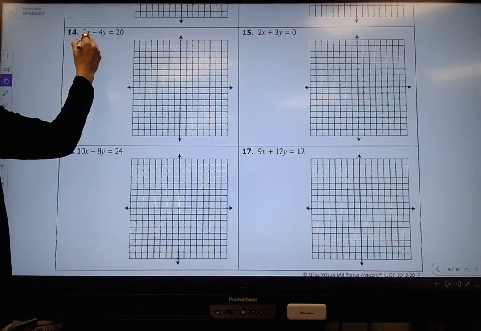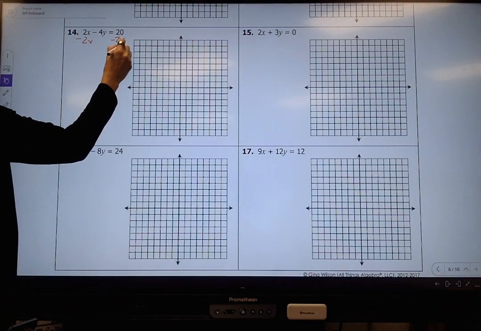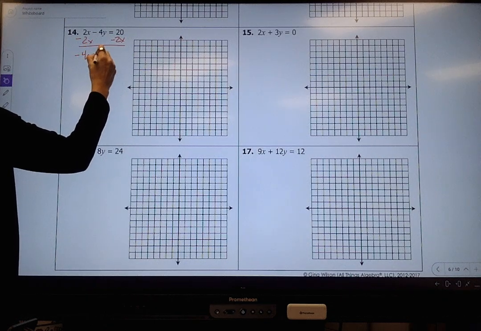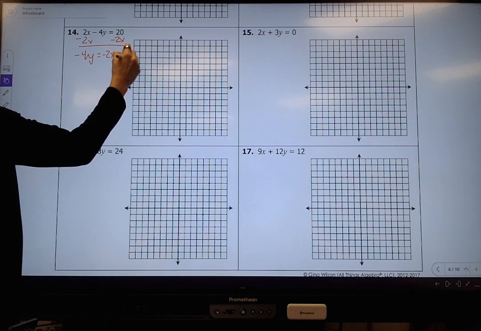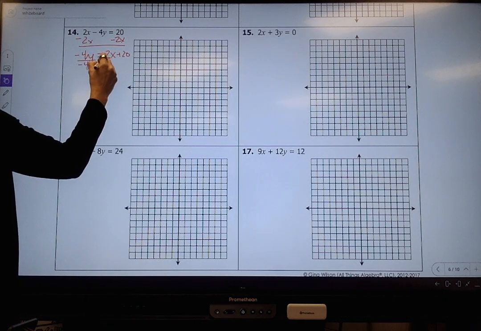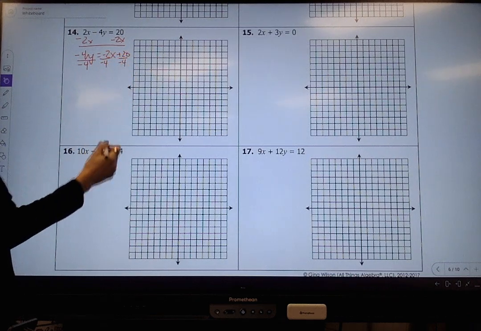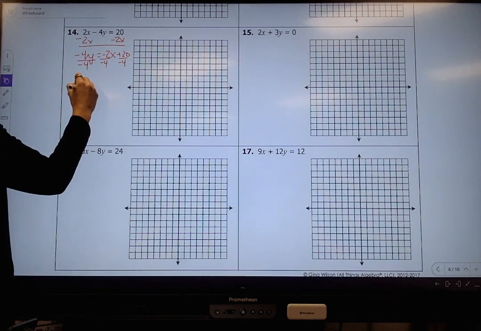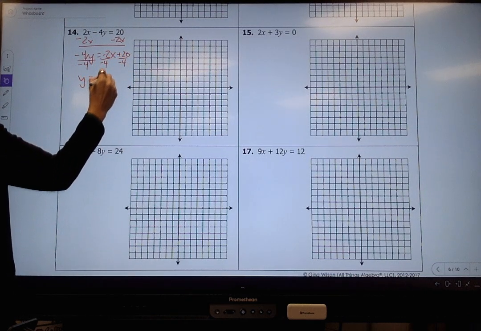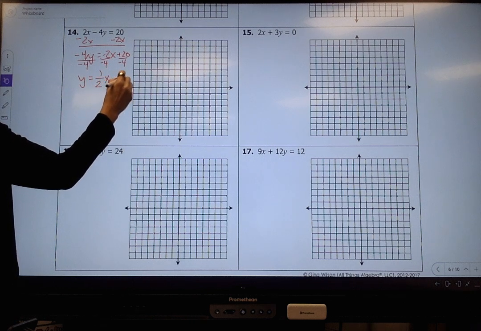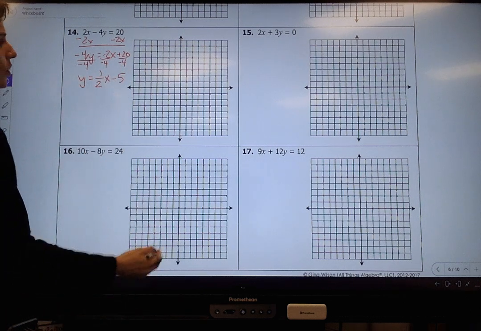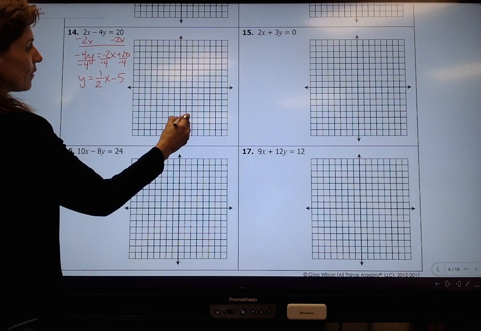So I'm going to subtract 2x on both sides. -4y equals -2x plus 20. I divide everything by -4. And I get y equals, don't forget to reduce your fraction, 1/2 x minus 5. So I begin graphing at -5.